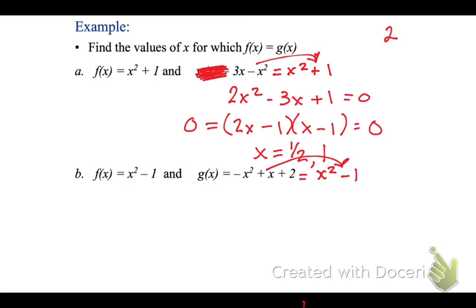Okay, so what did I get? 2x squared minus x minus 3. So now I need factors of 6 that have a difference of 1: 3 and 2. So -3, positive 2.